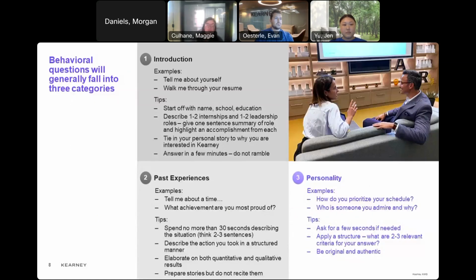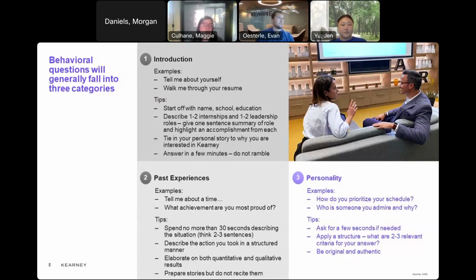The behavioral questions fall into 3 kind of buckets. The first one is sort of an introduction. Tell me about yourself, walk me through your resume. You can give your elevator spiel here. Start with your name, your school, your education, and then walk us through just some highlights. I think we say here's some internships or some leadership opportunities, but you could even reference some clubs or other passions. I think this is a space where you can sort of distinguish yourself.